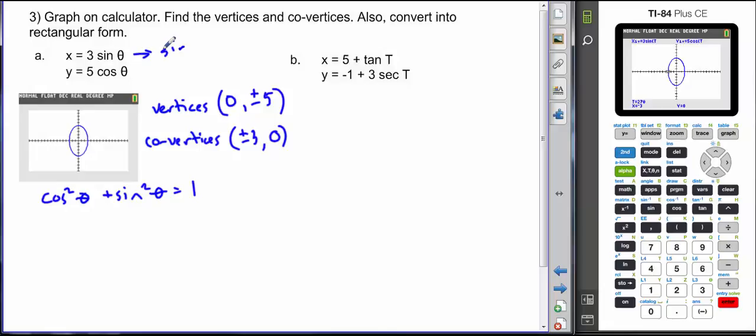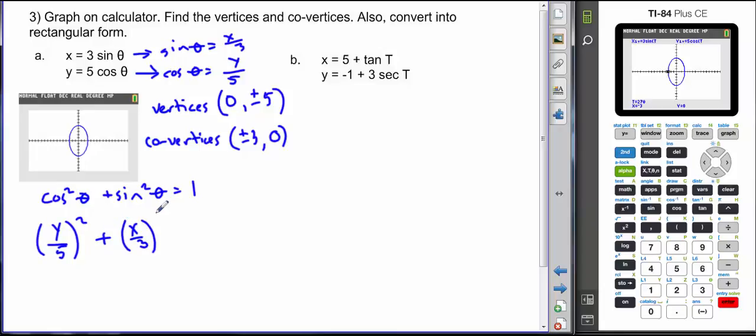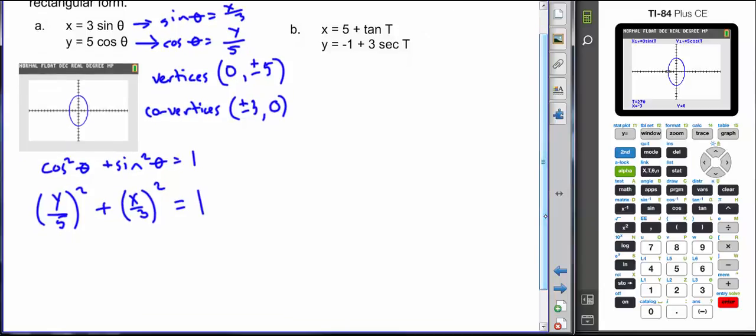So like right here, I'd have sine of theta equals x over 3. Here I'd have cosine theta is equal to y over 5. If I do those two conversions, then I can just plug in, well, how about y over 5 instead of cosine? And we're going to have to square it because it's cosine squared. And then x over 3 for sine, and again it's squared, and that would equal 1. And we could actually simplify that just a little bit. We'd have y squared over 25 plus x squared over 9 is equal to 1.